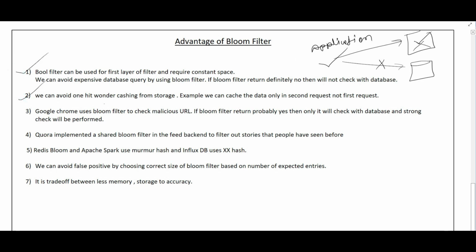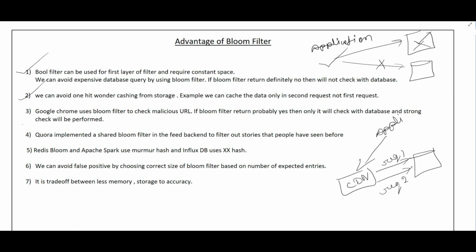Second, it can avoid one-hit wonders while caching from the storage, like in a CDN, right? Only the second request will be cached. Suppose we have a CDN here, and we have a storage here, and we have an application, right? If the application is requesting something for the first time, then we will not cache it. When the application requests it a second time, only then will we cache it. Because a one-hit wonder means something unusual or very uniquely searched by a customer, that is not required for frequent access by the mass of users. So that's why we want to cache the web objects from the storage to the CDN or the local store only on the second request. So the Bloom filter will help to resolve that issue.